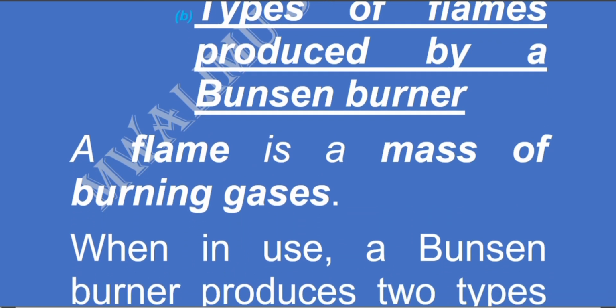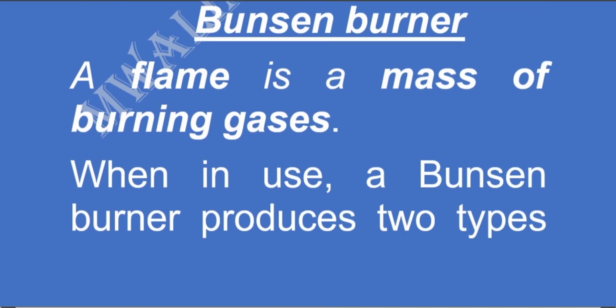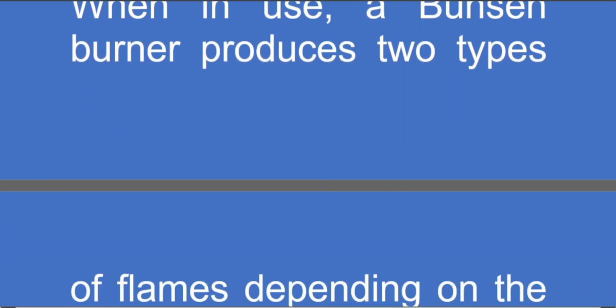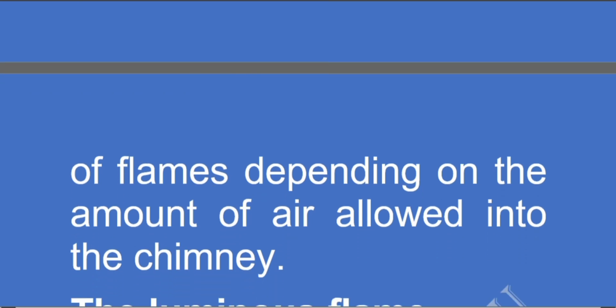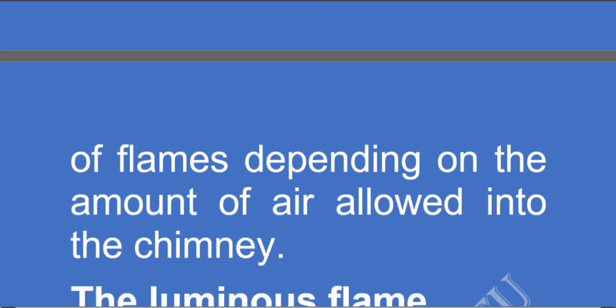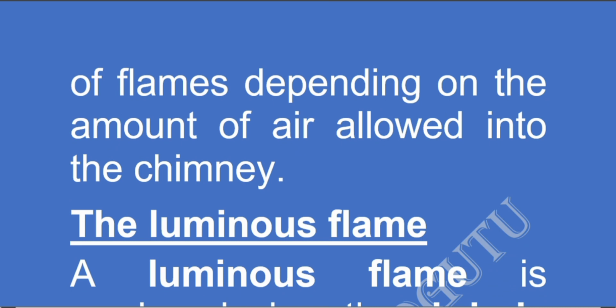Now, when in use, a Bunsen burner produces two types of flames, depending on the amount of air allowed into the chimney. The type of flame that is produced depends on the amount of air allowed into the chimney.